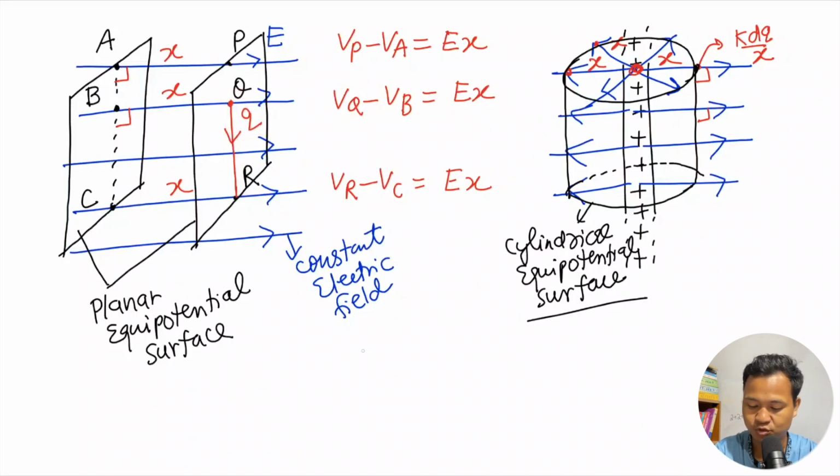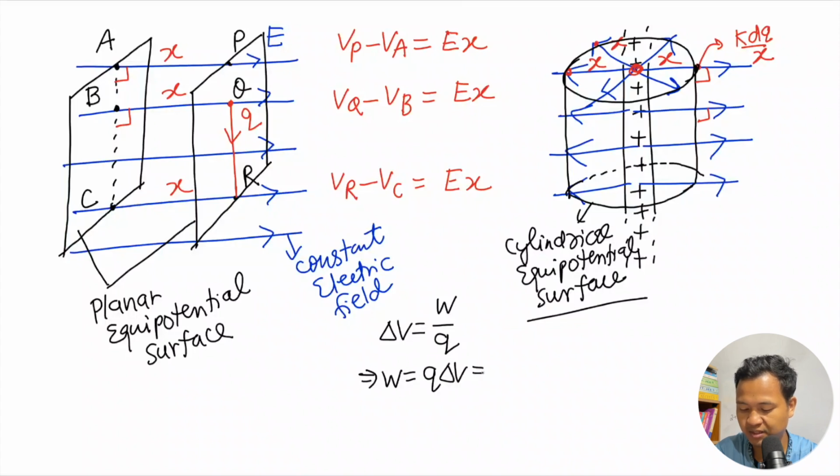For work done, the relation between energy and charge: potential is equal to energy per unit charge. That means delta V is equal to U divided by Q, where U is the work done. Therefore work done is equal to Q into delta V. Going from VQ to VR, delta V is V final minus V initial, so VR minus VQ.